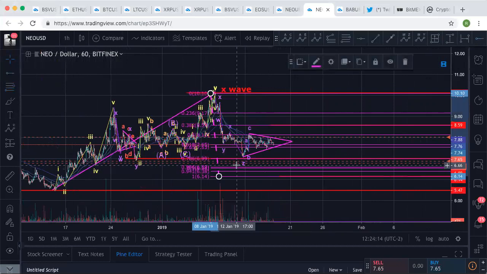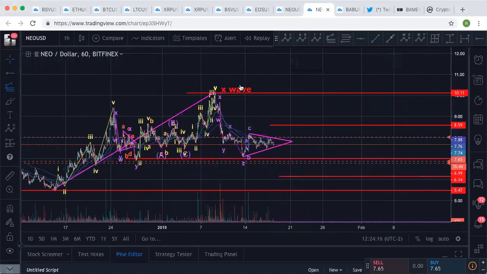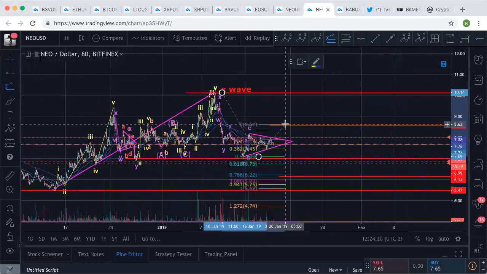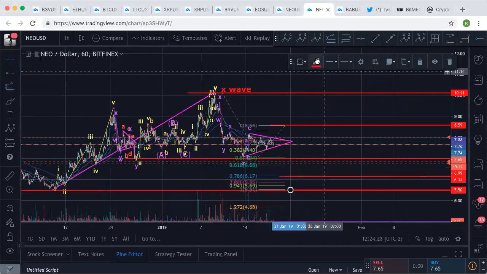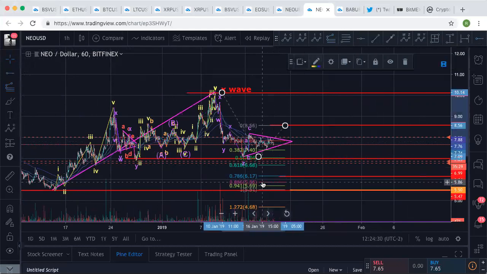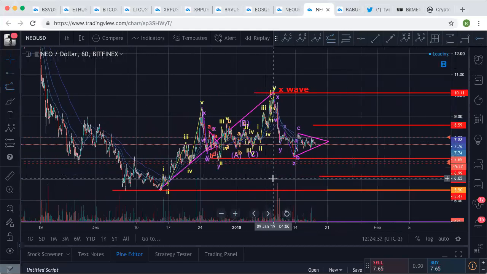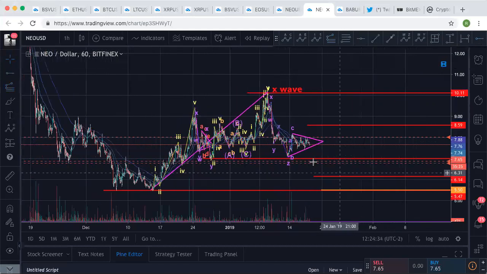We can also use, when we get up here, the 1-to-1 would be about the 5.15. Make that one a different color, orange. But either way, it looks like it will probably head down.